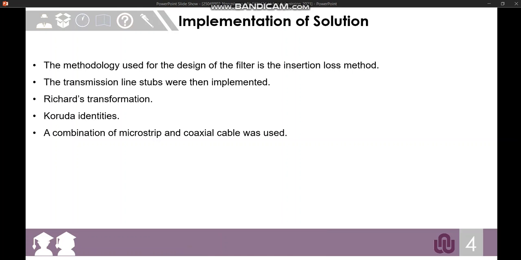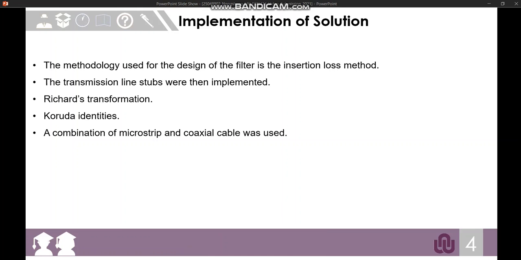In terms of the implementation of the solution, the methodology used for the design of the filter is the insertion loss method, which consists of the filter specifications, the prototype design, scaling and conversion, and then the implementation of the transmission lines. The transmission line stubs were implemented to have a second order equal ripple response.